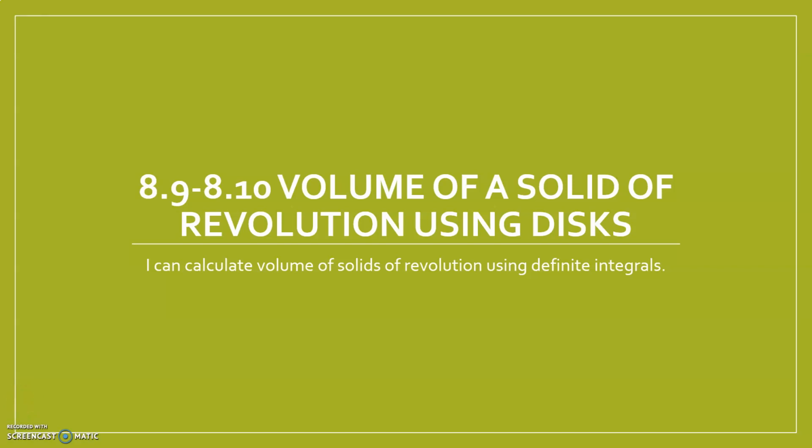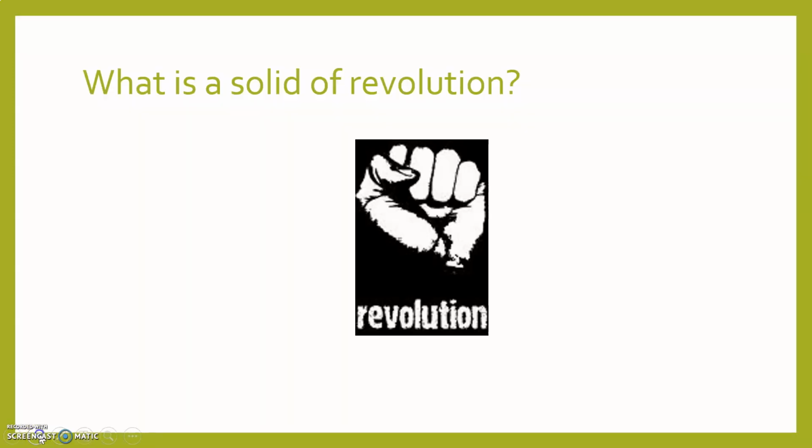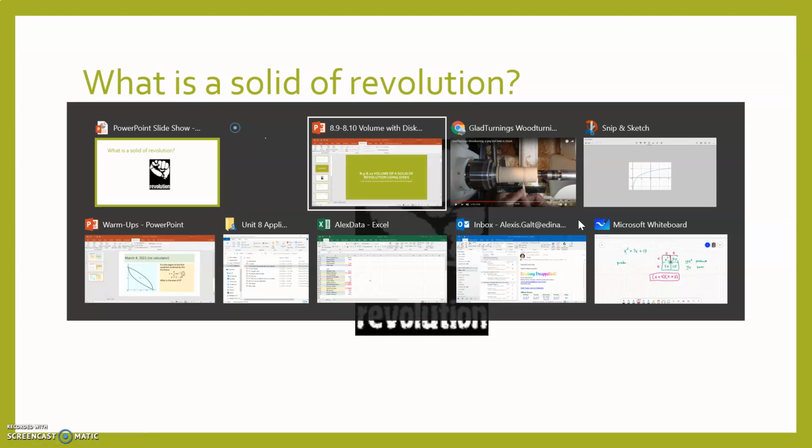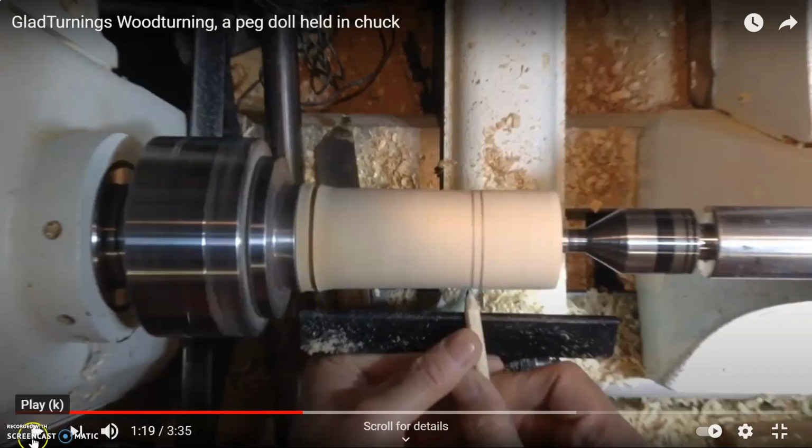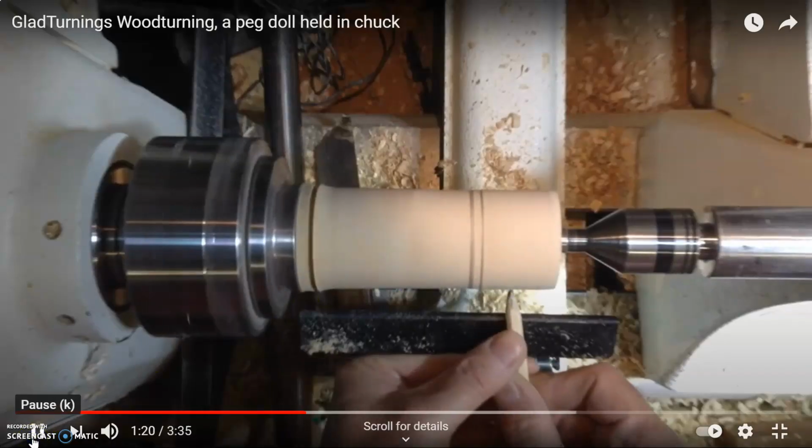The next section is about taking one of these regions in the XY plane and spinning it around an axis to create a solid. When I think of volumes of a solid of revolution, I actually think of wood turning on a lathe. So here's a video of wood turning.